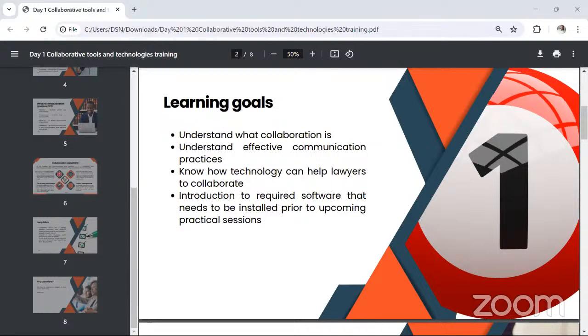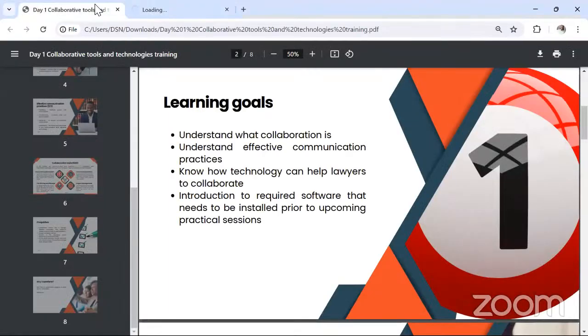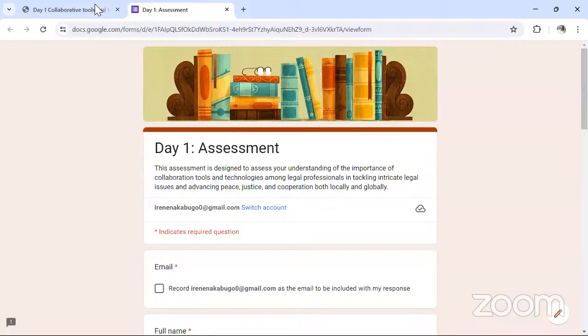Yes. So do we have any questions? I'll share with you how the form looks like. Okay. Feel free to ask any questions. Do you have any concerns?